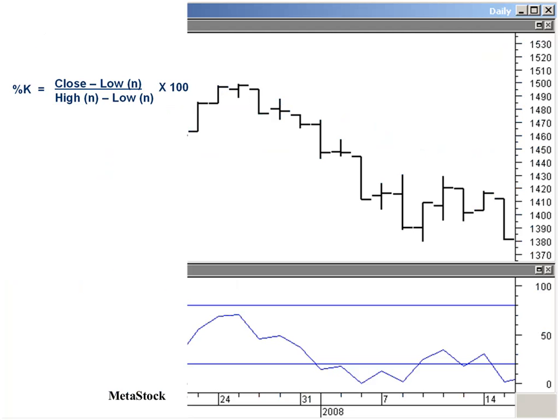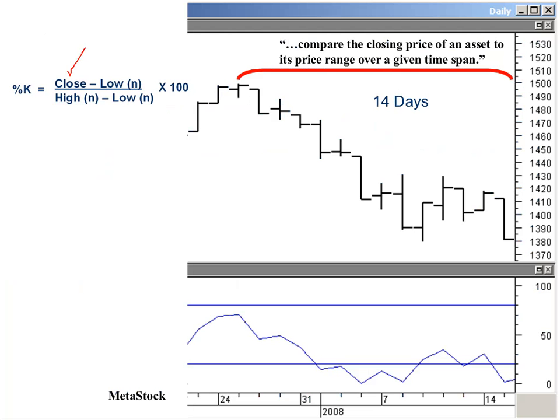Okay, so let's get this in a concrete sense here. Close minus the low over a certain number of days, and by default, stochastics is 14 days. You have to go in and change the setting typically in your software program. If we were to look at the low over the past n number of days, where would we be? Compare the closing price of an asset to its price range. There it is. Here's the low over 14 days. Here's the high over 14 days. And on the right here, you can see the current value, the closing price.